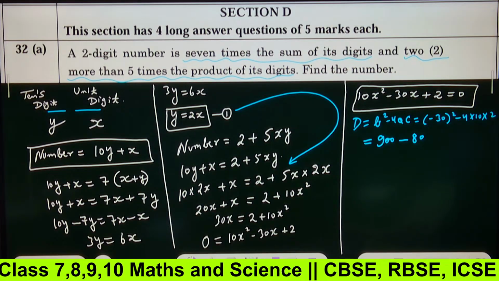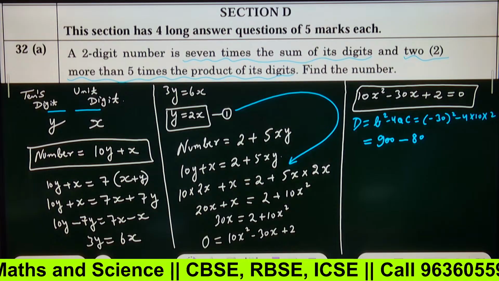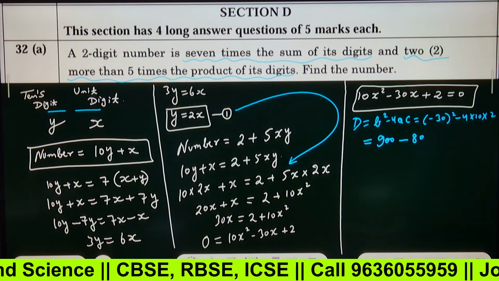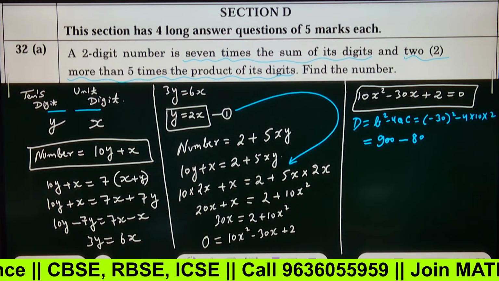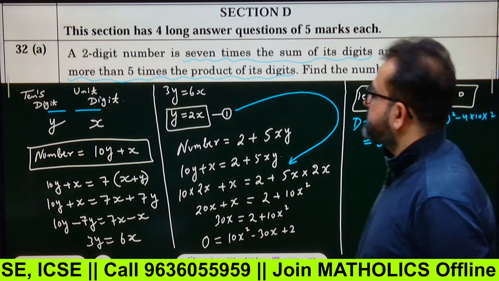4ac, 4 into 10 into 2, 40 into 2, 80. Yes. So it will be 720. No, we are doing some mistake. Yes or no? Are we doing some mistake? Some mistake is there. Let me see.